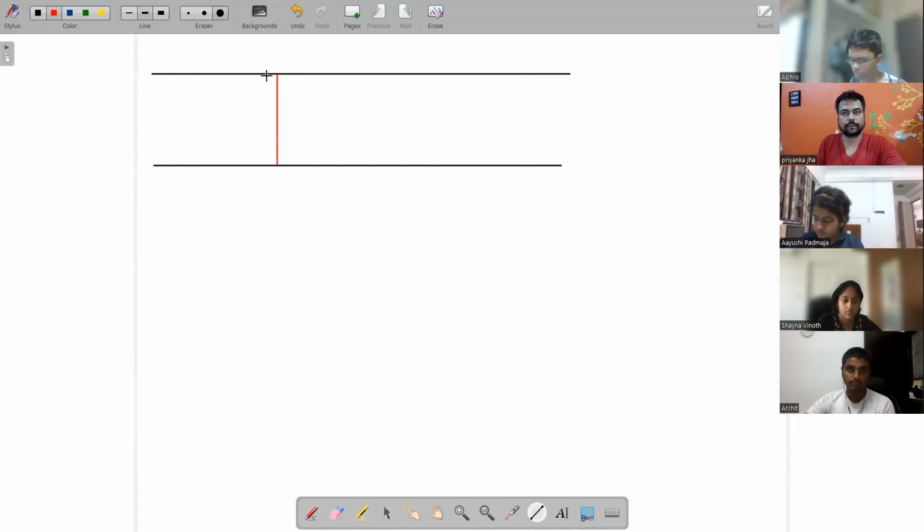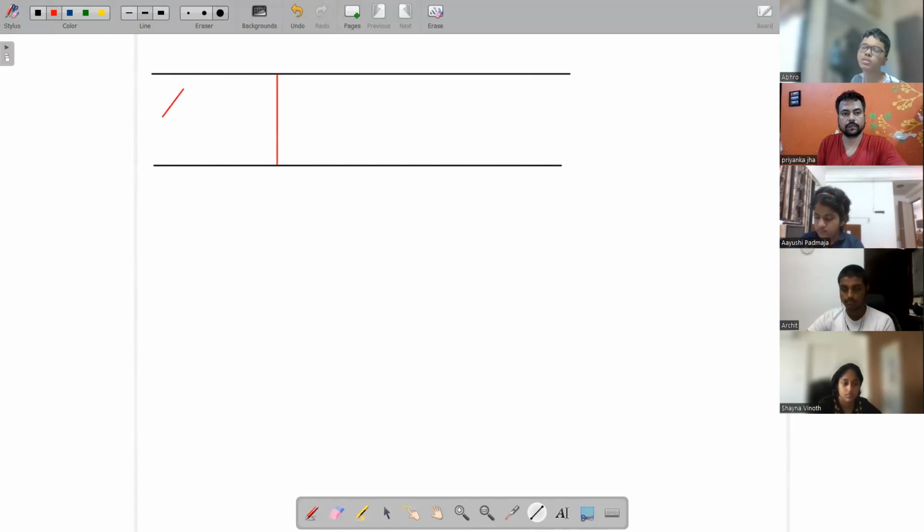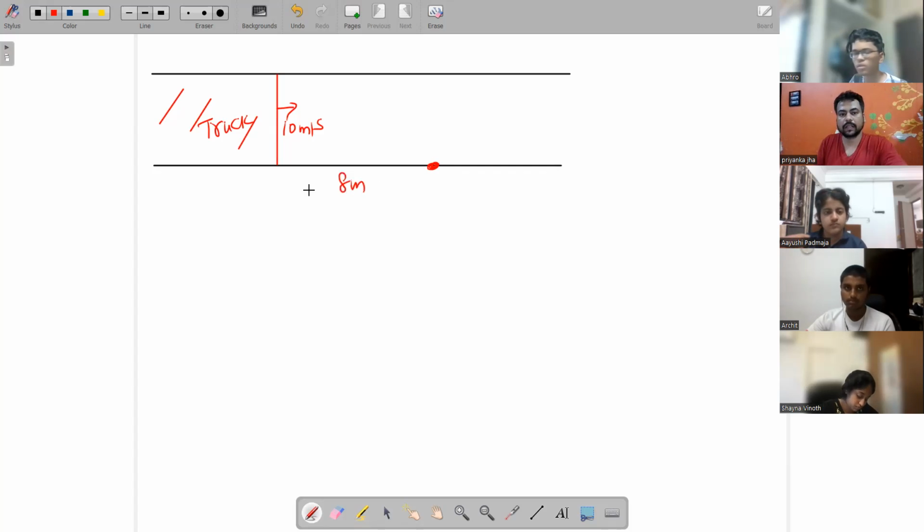This is the truck. This is the truck that is moving with some velocity, 10 meters per second. Suppose there is a boy standing on the road, I mean on one side of the road, initially at 80 meters from this distance.